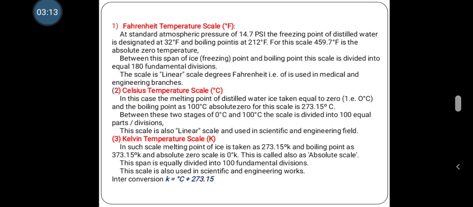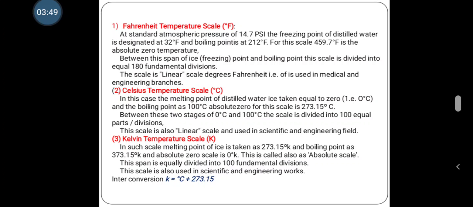The freezing point of distilled water is designated as 32 degrees Fahrenheit and the boiling point of water is 212 degrees Fahrenheit. For this scale, 459.7 degrees Fahrenheit below zero is the absolute zero temperature. It is one of the important things. Between this span of ice, that is the freezing point, and the boiling point, this scale is divided into 180 equal fundamental divisions. The scale is a linear scale, and degrees Fahrenheit is used in the medical and engineering branches.